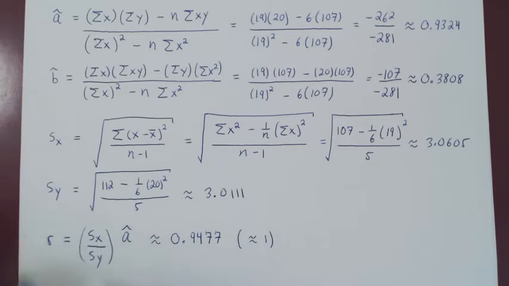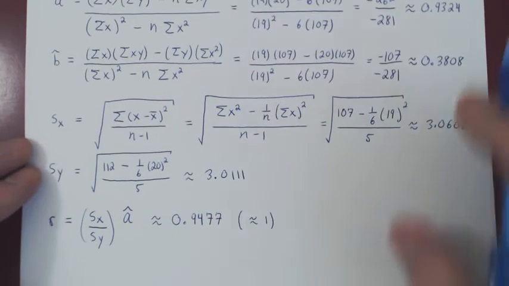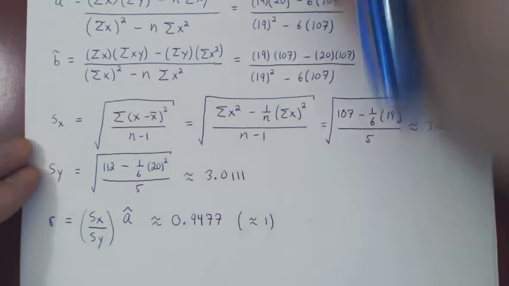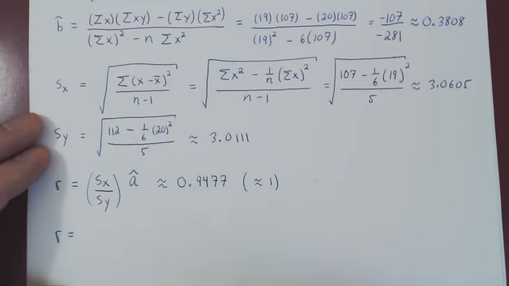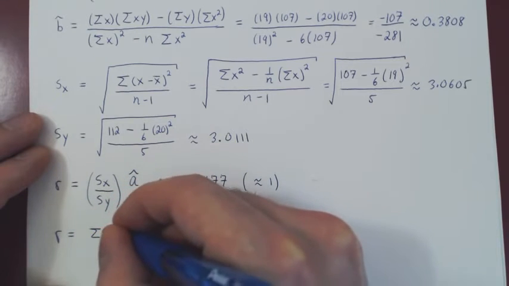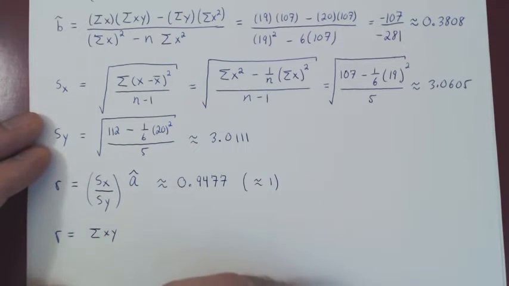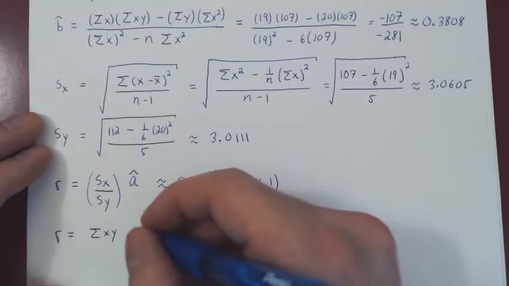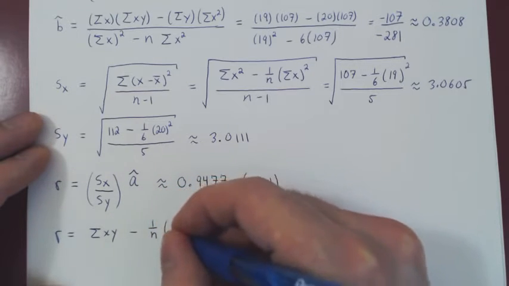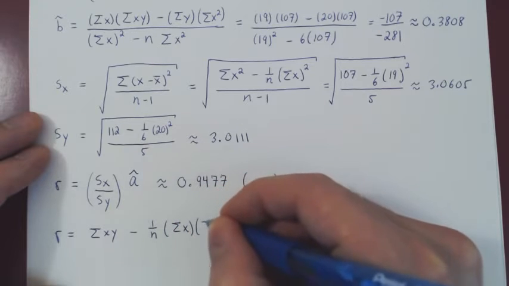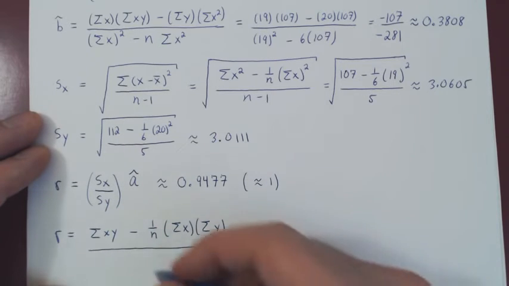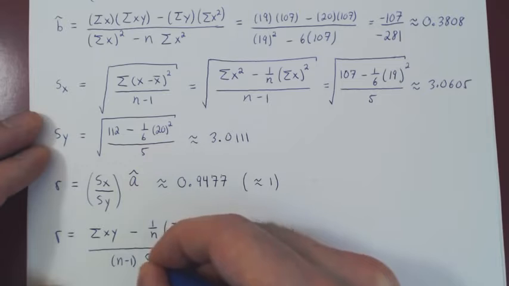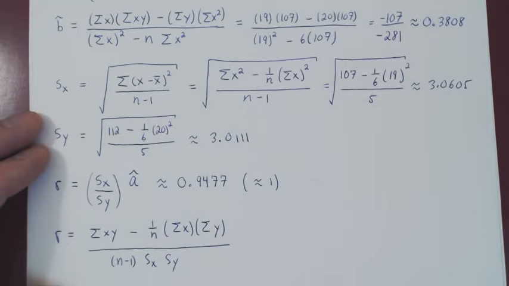Now what if you want to find r independently of the slope of the line of least squares? Well, we have the following formula. So here it is. It is given by the sum of xy minus 1 over n, the sum of the x's times the sum of the y's over n minus 1 times sx times sy.